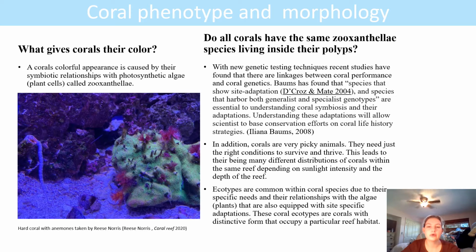In addition, corals are very picky animals. They need just the right conditions in order to survive and thrive. This leads to there being many different distributions of corals within the same reef depending on sunlight intensity and the depth of the reef. Ecotypes are common within coral species due to their specific needs and their relationships with the algae symbionts that are also equipped with site-specific adaptations. These coral ecotypes are corals that have distinct form and occupy a particular reef habitat.